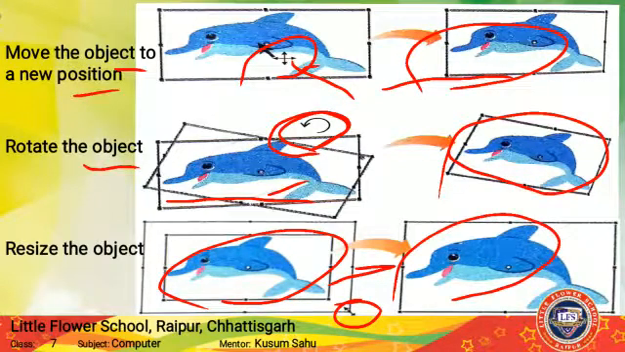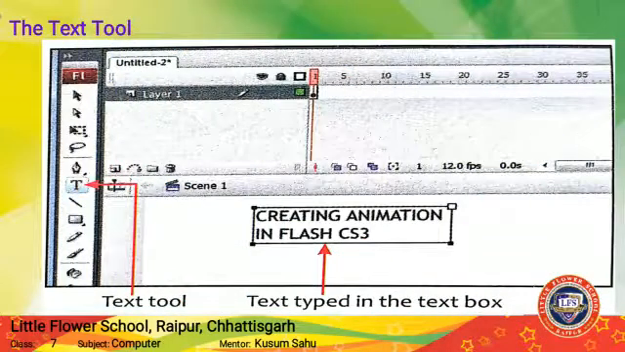So by using the free transform tool, we can increase or decrease the size of the picture, we can change the position of the picture, or we can rotate the picture also. Now we will see one more tool, that is the text tool. This text tool allows us to type text on the stage. Means if we create some picture there and we want to give a name to that picture, we will use this text tool to write the name of the picture.